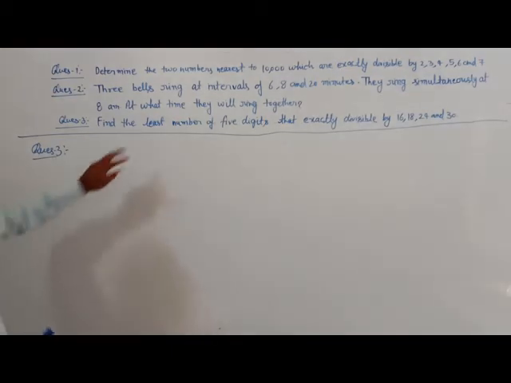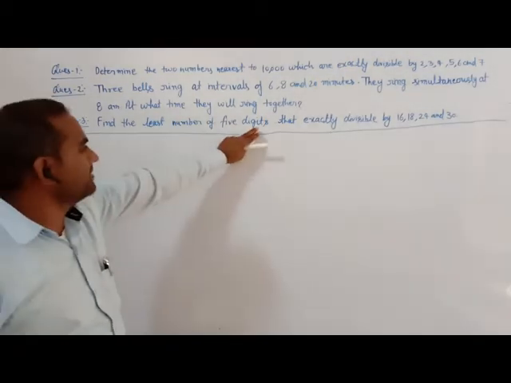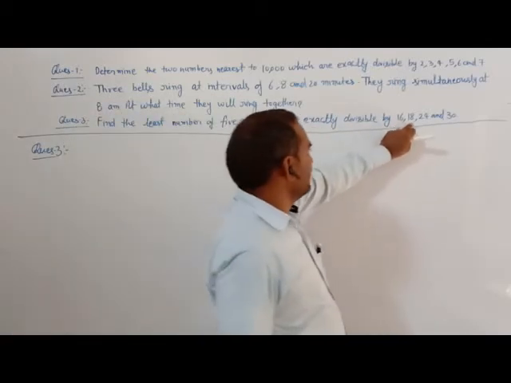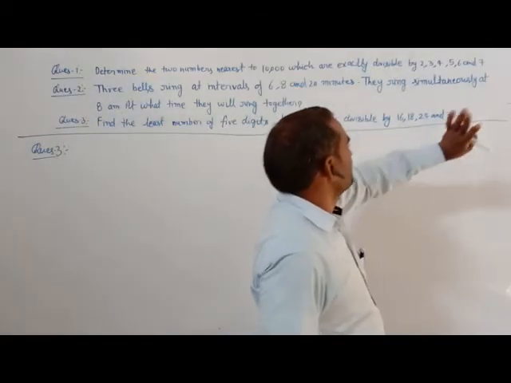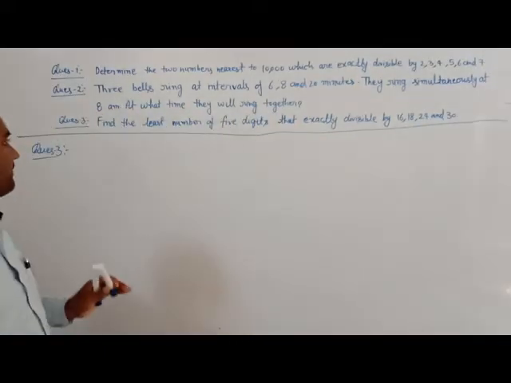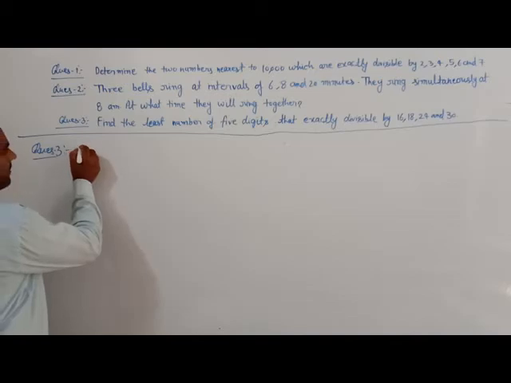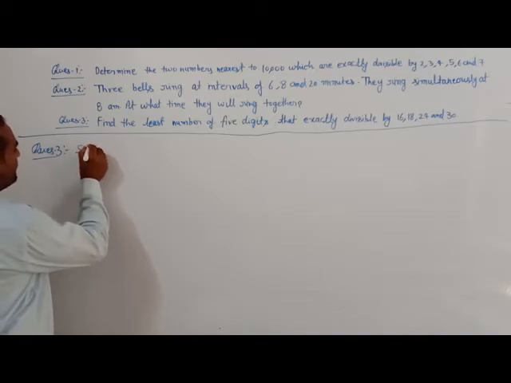Question number 3. Find the least number of 5 digits that is exactly divisible by 16, 18, 24 and 30. First of all, we have to know what is the least number of 5 digits.